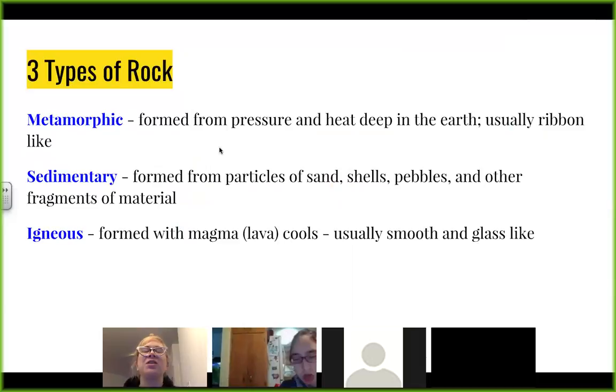Sedimentary rock, this is the rock that we encounter most of the time. It's formed from particles of sand, shells, pebbles, and other fragments of material. This is 90% of the rock that you encounter in your day. Igneous is formed from lava, right, or magma when it cools. It's usually smooth and glass-like, but sometimes it can have gas bubbles. Sometimes other things can happen so that it looks different.